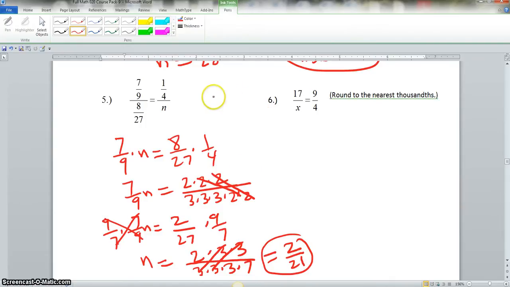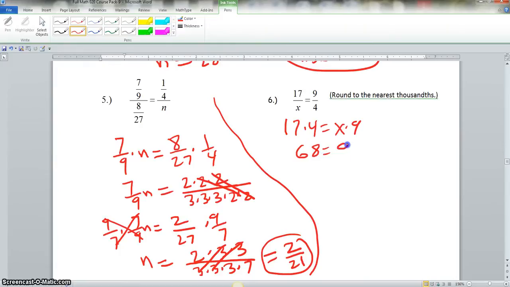Okay, now we look here at number 6. Now we cross multiply. We have 17 times 4 is equal to x times 9. 17 times 4 is 68, which is equal to 9x. Now we need to divide each side by 9. We know on one side we're going to have x.